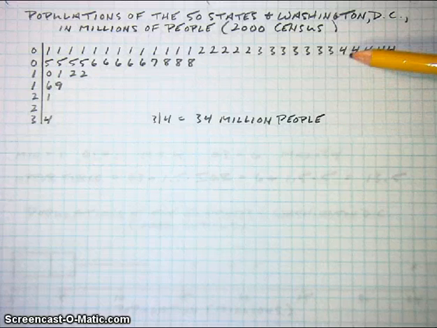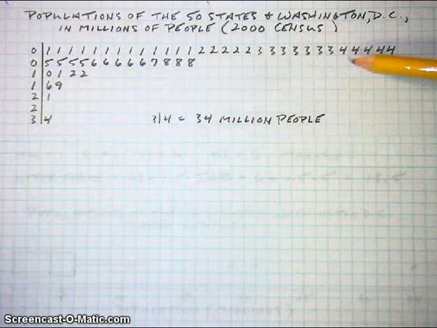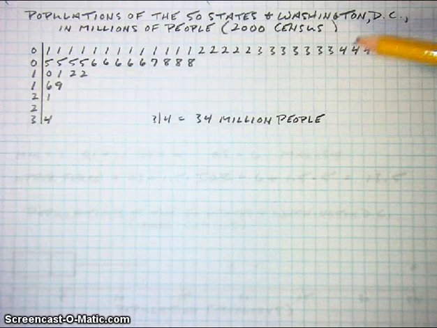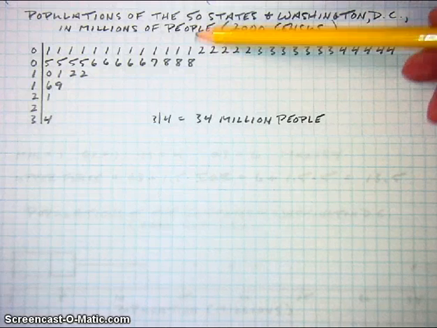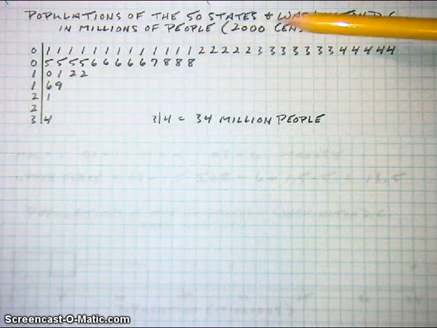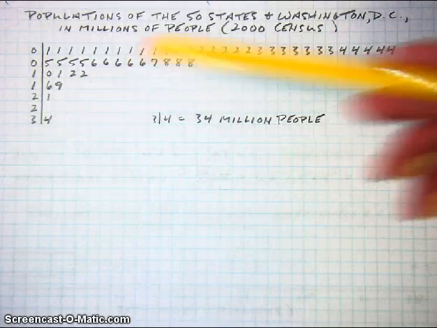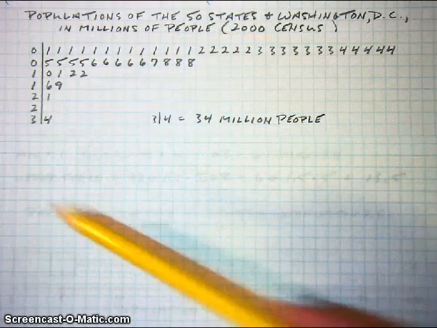The median works out to be the 26th observation from the bottom or from the top, since there are 51 observations altogether. And that's right there. That's 4 million. The first quartile is right here. It's 1 million. Third quartile is in here at 6 million. And the maximum is 34.